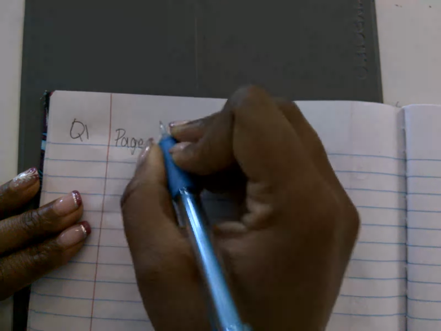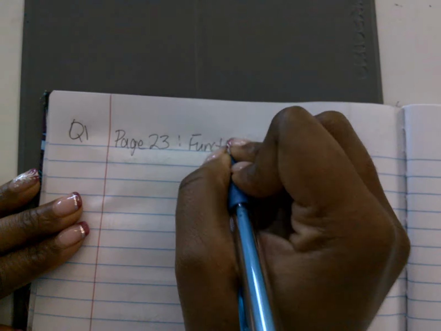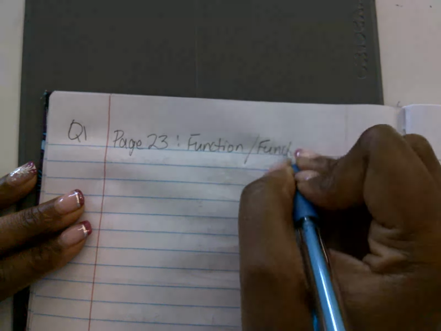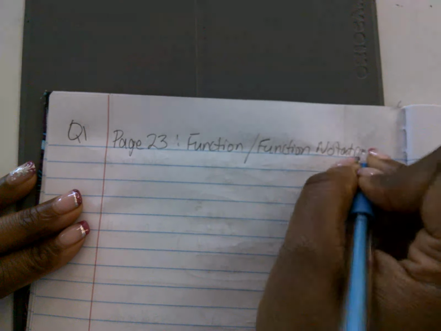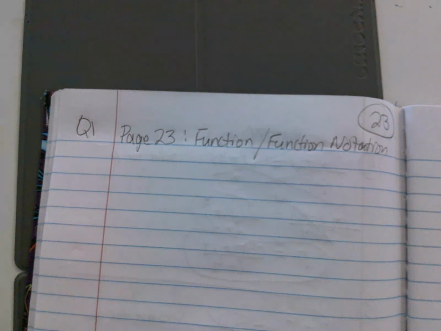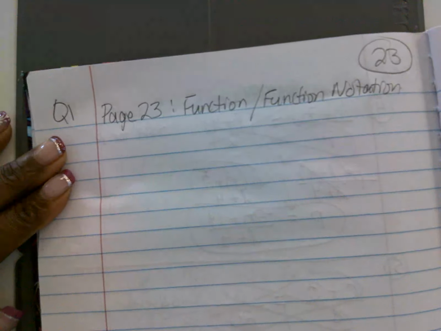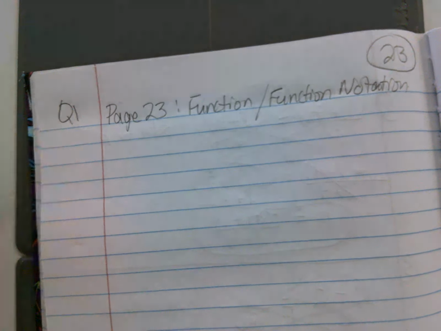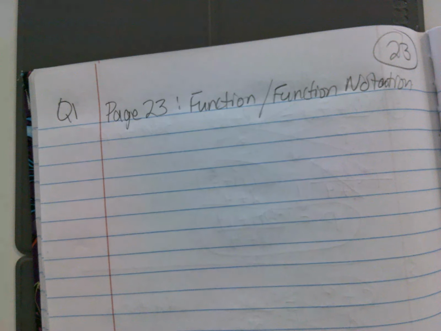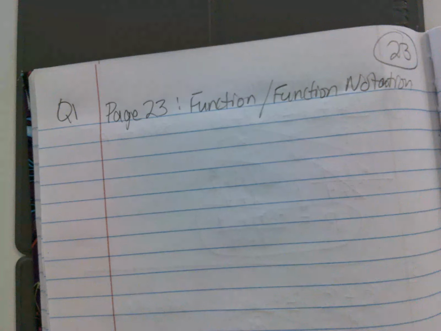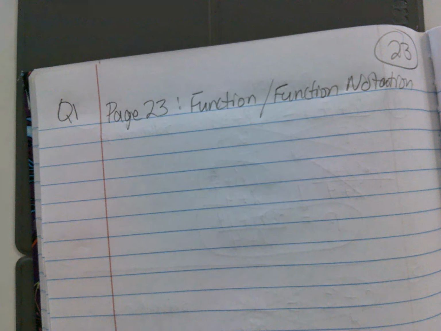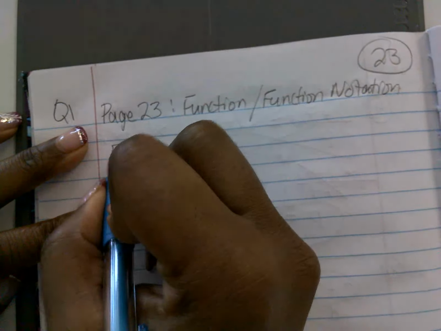This is page 23 in the corner, quarter one, Q1. We're going to be talking about function and function notation. When we start talking about functions, the first thing that we start talking about is a function table. Before we say anything about what is a function or function notation, we start by talking about function tables. So that's the part we're going to cover first: what does a function table look like. So let's do function tables.